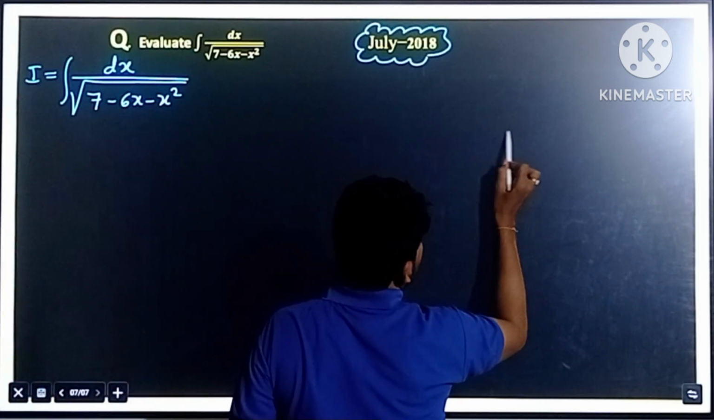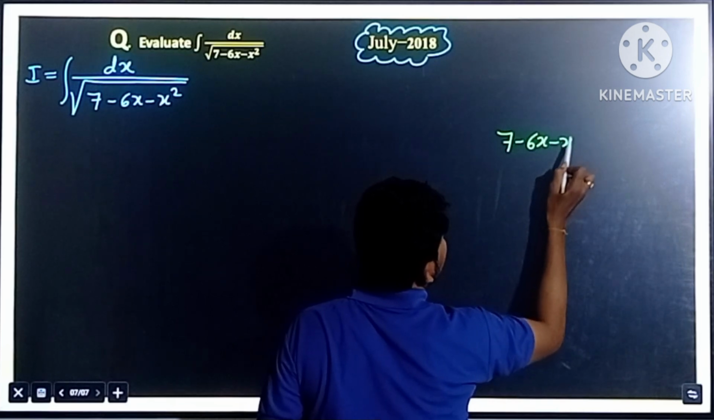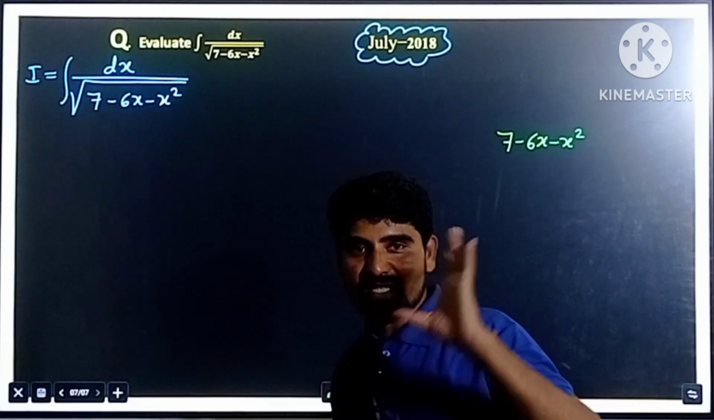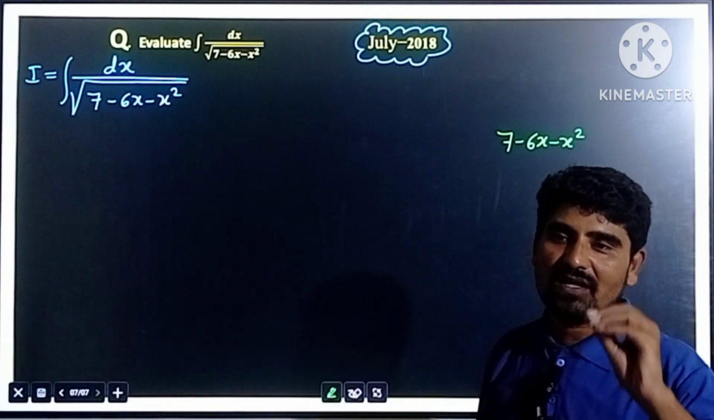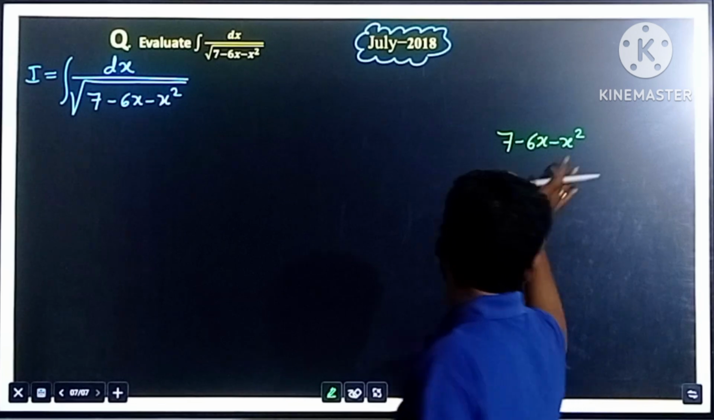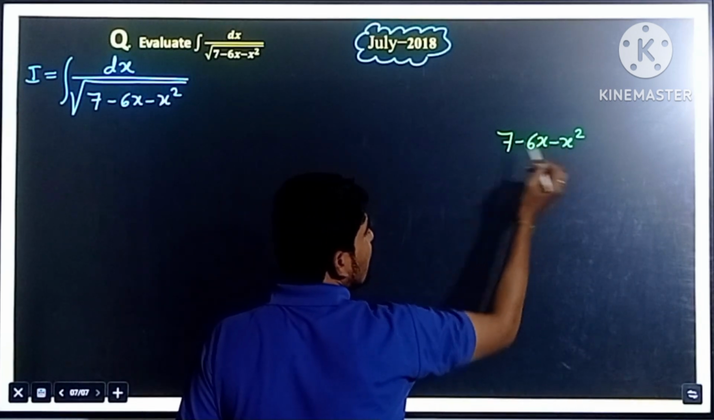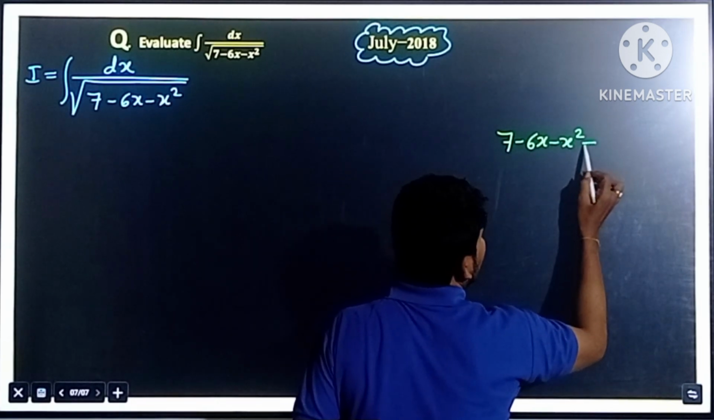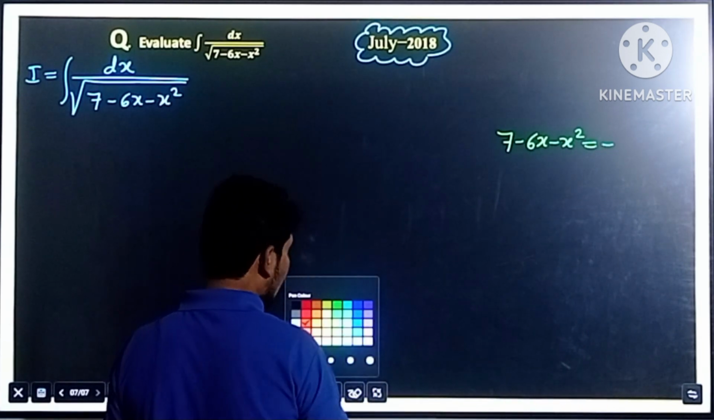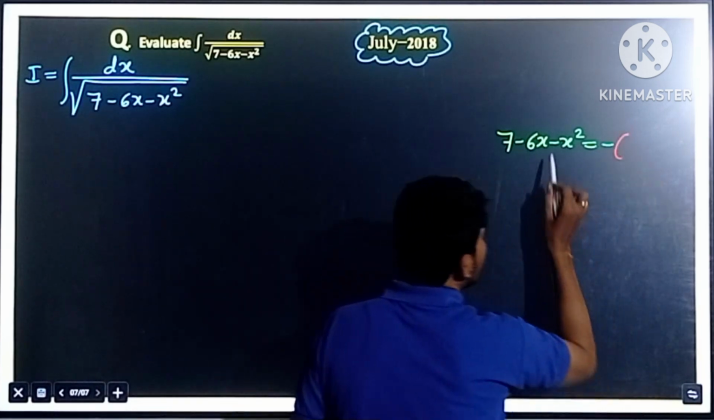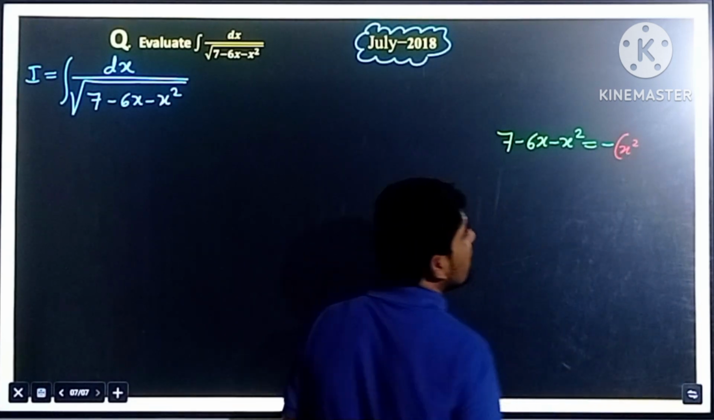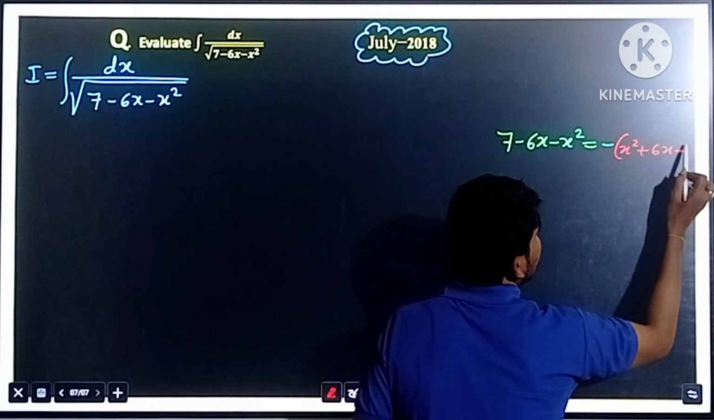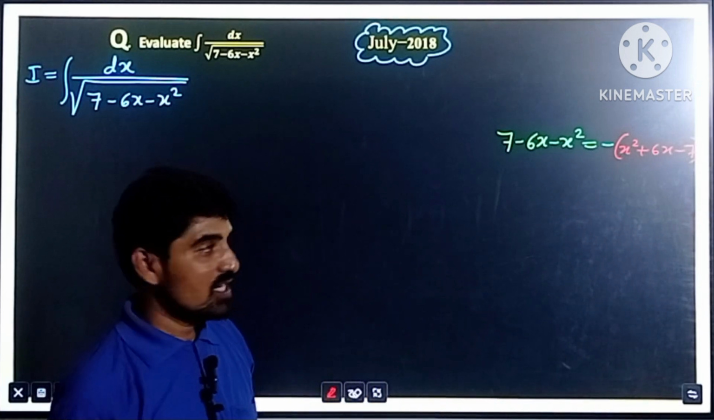Here the quadratic expression is 7 minus 6x minus x square. When we are using the completing the square method, in the first step we already know the coefficient of x square should always be plus 1. But in this expression it is minus 1. So first we need to make the coefficient of x square equal to 1. I am going to take minus as common. What is the remaining? Minus x square becomes plus x square, minus 6x becomes plus 6x, and plus 7 becomes minus 7. I hope all of you are understanding.